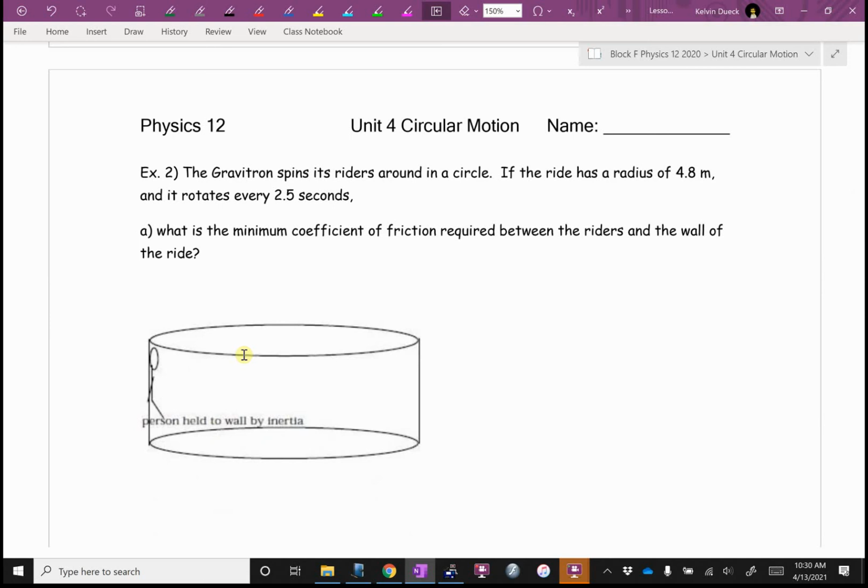That's the ride that spins in a circle, and then there's 2 versions. In one version, the floor drops away. In the other version, you're tilted vertical. So I've been on the one where the floor drops away. The Gravitron spins its riders around in a circle. If the ride has a radius of 4.8 meters and it rotates every 2.5 seconds, what's the minimum coefficient of friction required between the riders and the wall of the ride?